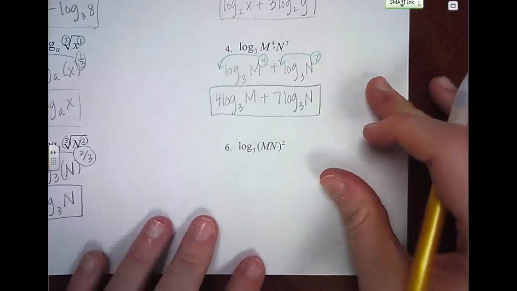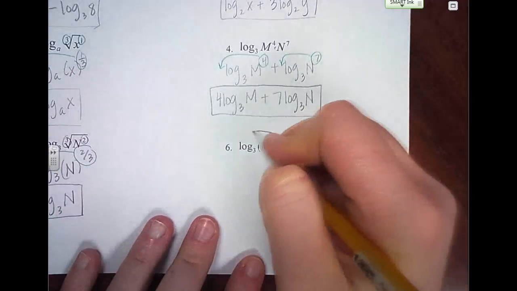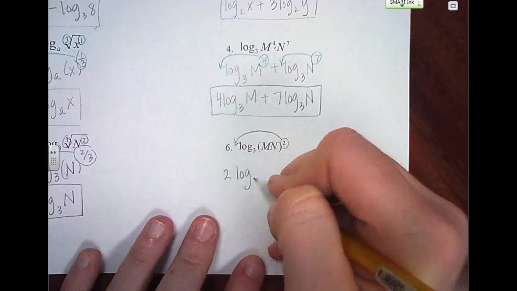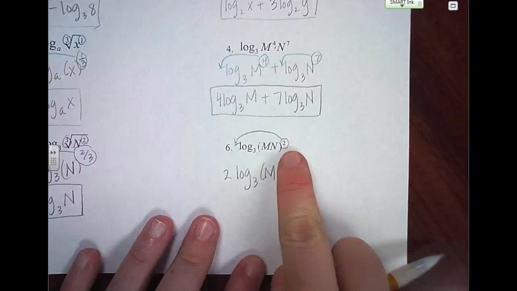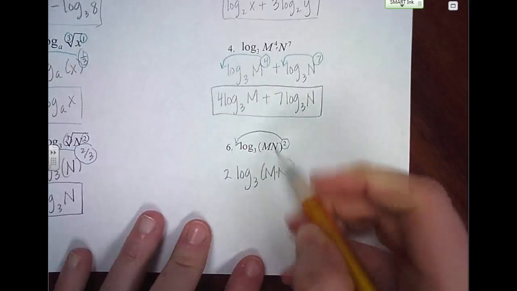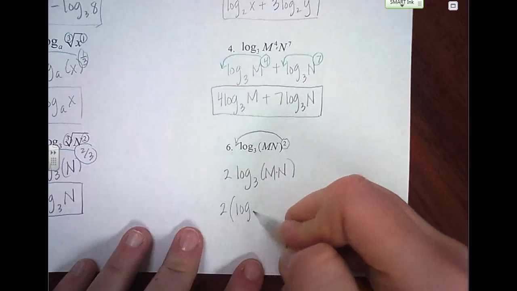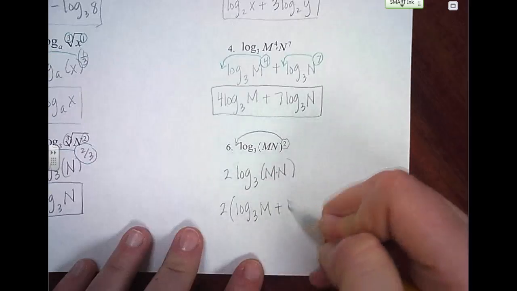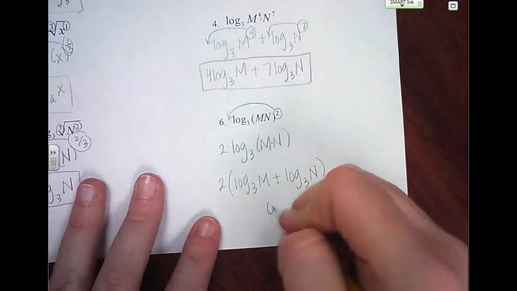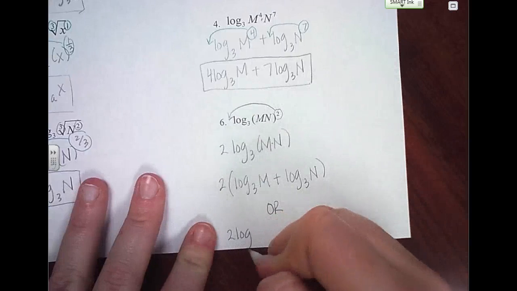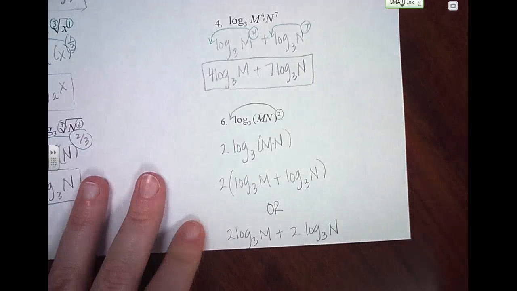And number 6. So I have multiplication, but I have this power on the outside. So the first thing we're going to do is move that 2 to the front. So both the m and the n are getting the power of 2 here. So now this is multiplying. So when I spread out that multiplication, you can do one of two things here. I can put a parentheses and do log base 3 m plus log base 3 n. So the 2 goes to both things. Or I can just put the 2 in front of both of them. So either one is fine.